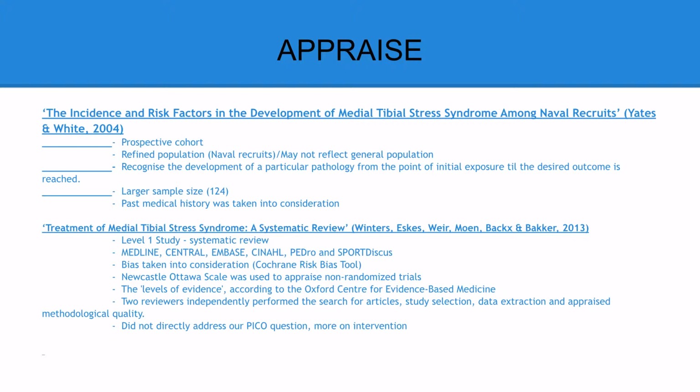Searches were done using all available database engines, focusing on study selection, data extraction, and appraised methodological quality. Studies on lower levels of the hierarchy of evidence were appraised by the Newcastle-Ottawa scale. However, this article didn't specifically answer our PICO question, it was more of a general intervention.